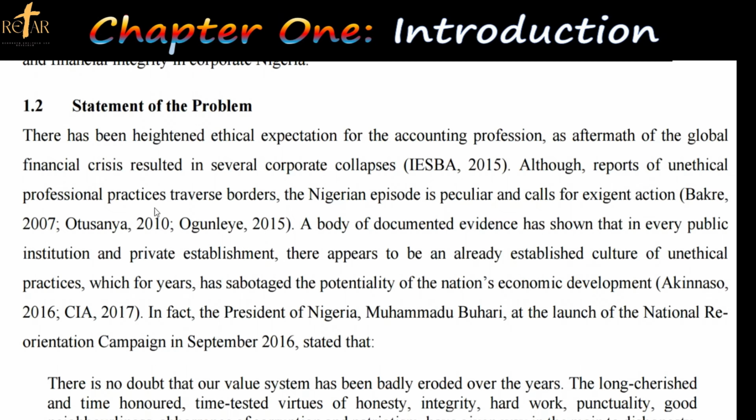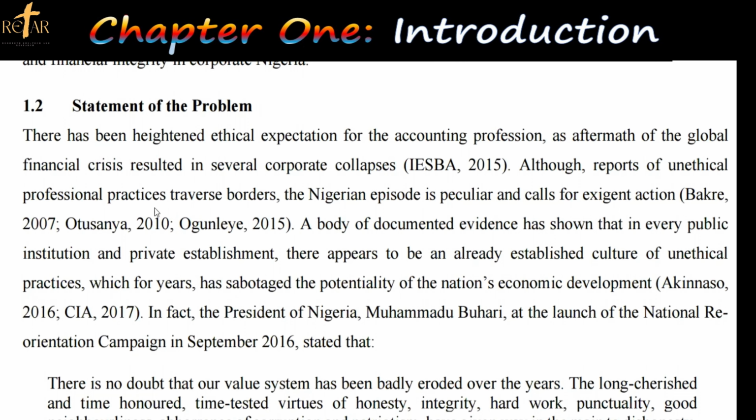Now, still on identifying the problem, a body of documented evidence has shown that in every public institution and private establishment, there appears, and that word "appears" is deliberate, because in research, you don't come direct when you are building your problem. You are appealing to your reader to agree with you. You are not taking an authoritative position yet. It is when you are discussing that you take an authoritative position based on your findings. But here, you are appealing. So there appears to be, we know that there is, but research has its language.